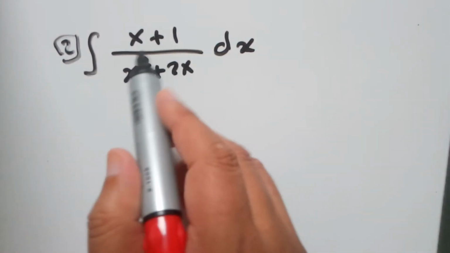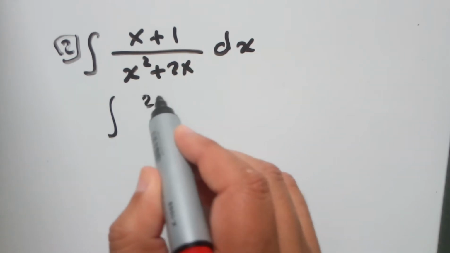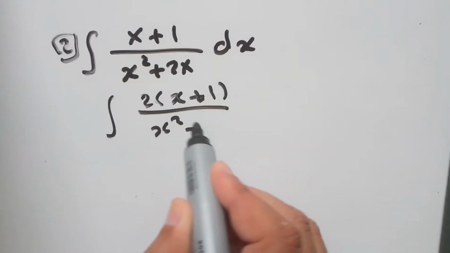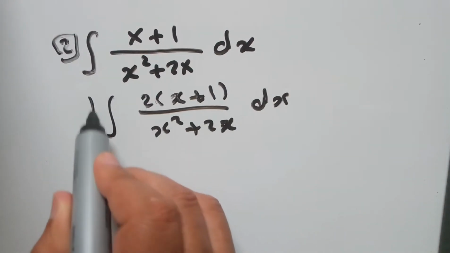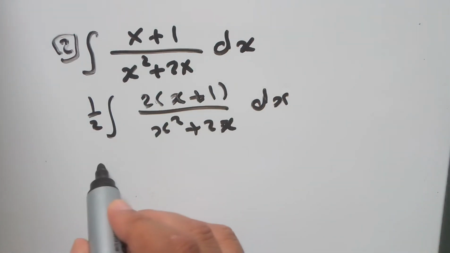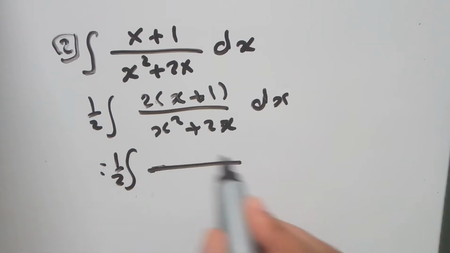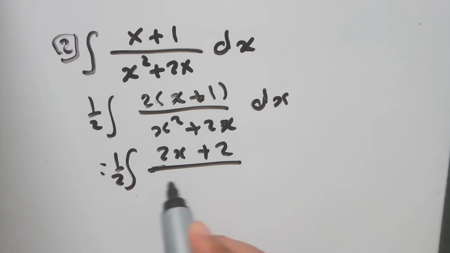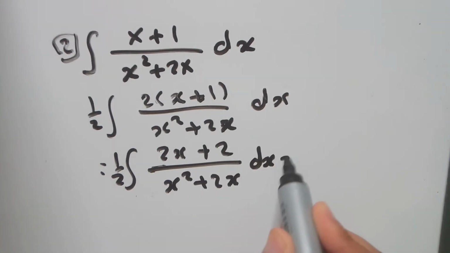Then we need to multiply x by 2 and 1 by 2. Then you will rewrite this form to multiply up by 2, multiplied by x plus 1 over x squared plus 2x with respect to x, and divide by 2. Multiply by 2 and divide by 2. And rewrite the answer here. We have 2 multiplied by x plus 1, it will be 2x plus 2 over x squared plus 2x with respect to x.